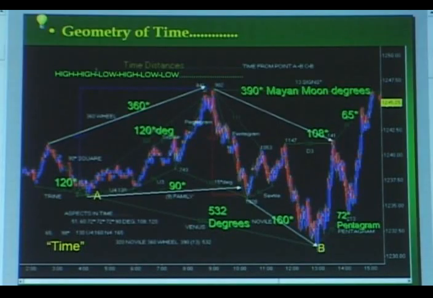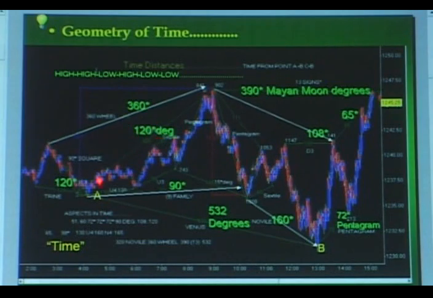Geometry connects regardless of the time frame that you use. This could be minutes, hours, days, weeks, or months. It's time. So the distance from this low to this high was 120. 120 is a third harmonic.